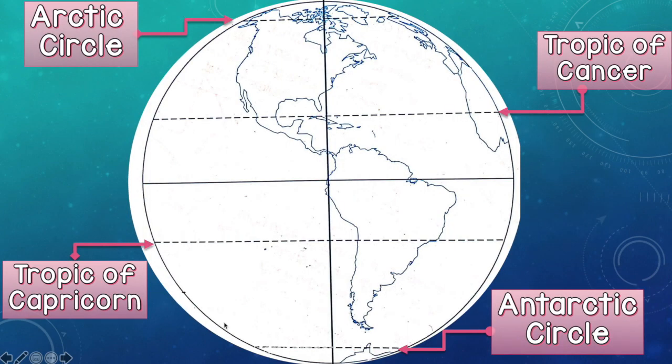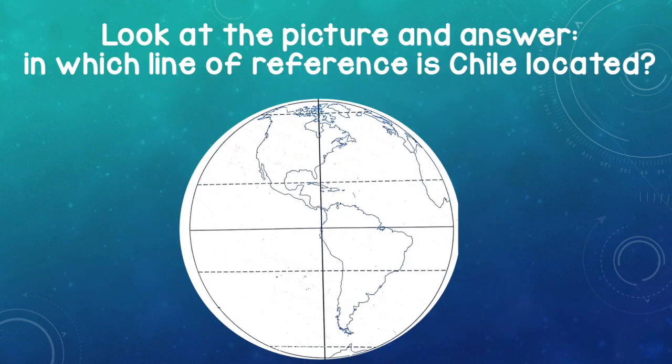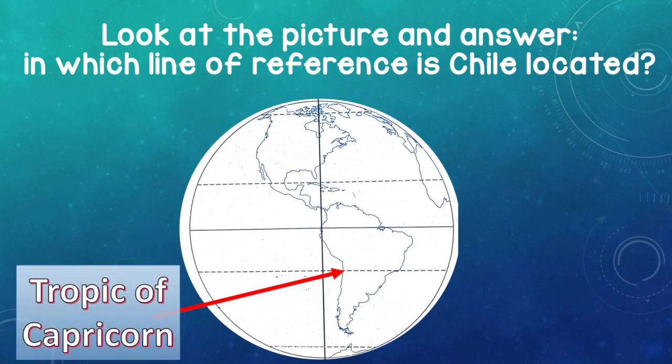Here you are able to see all the lines of reference that we have learned before. This is the Arctic Circle close to the North Pole. This is the Tropic of Cancer that is located between the Arctic Circle and the equator line. Then we have the Tropic of Capricorn that is below the equator line. And finally, we have the Antarctic Circle that is close to the South Pole and close to our country. Now I want you to look at this picture and answer the following question. In which line of reference is Chile located, or which line of reference is close to our country? Yes, you're right. It is the Tropic of Capricorn.